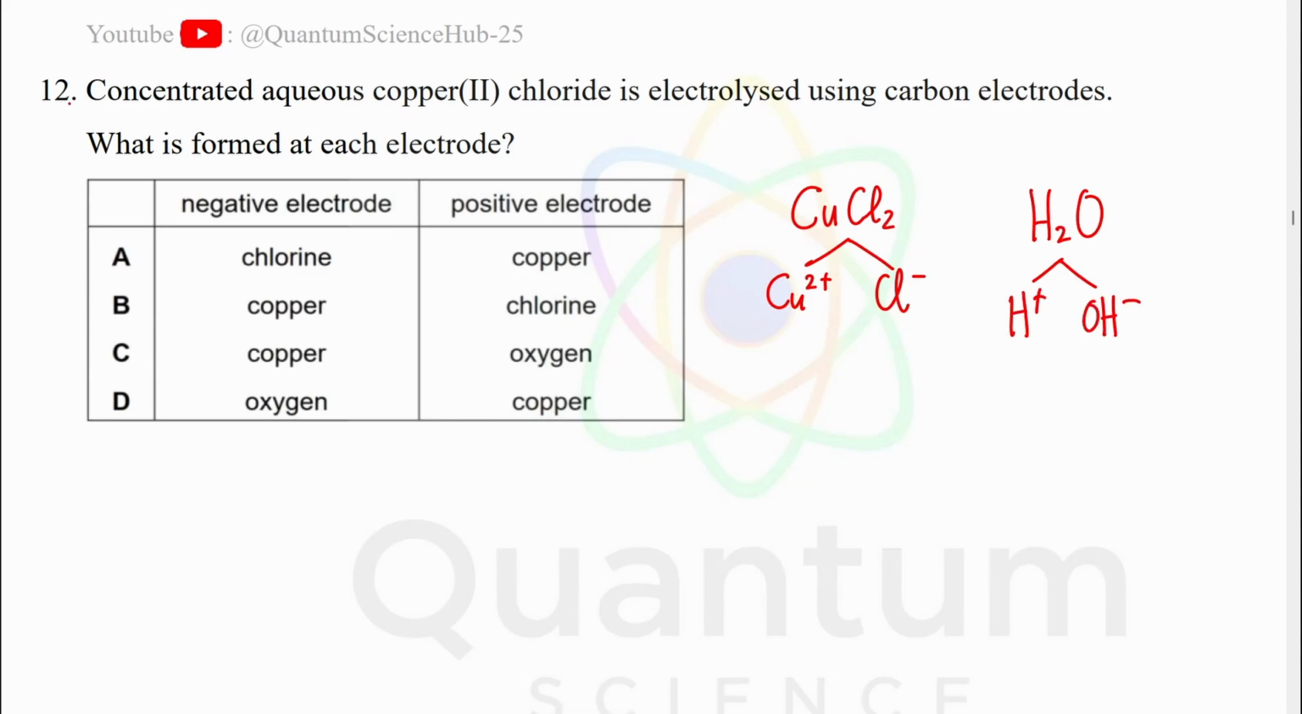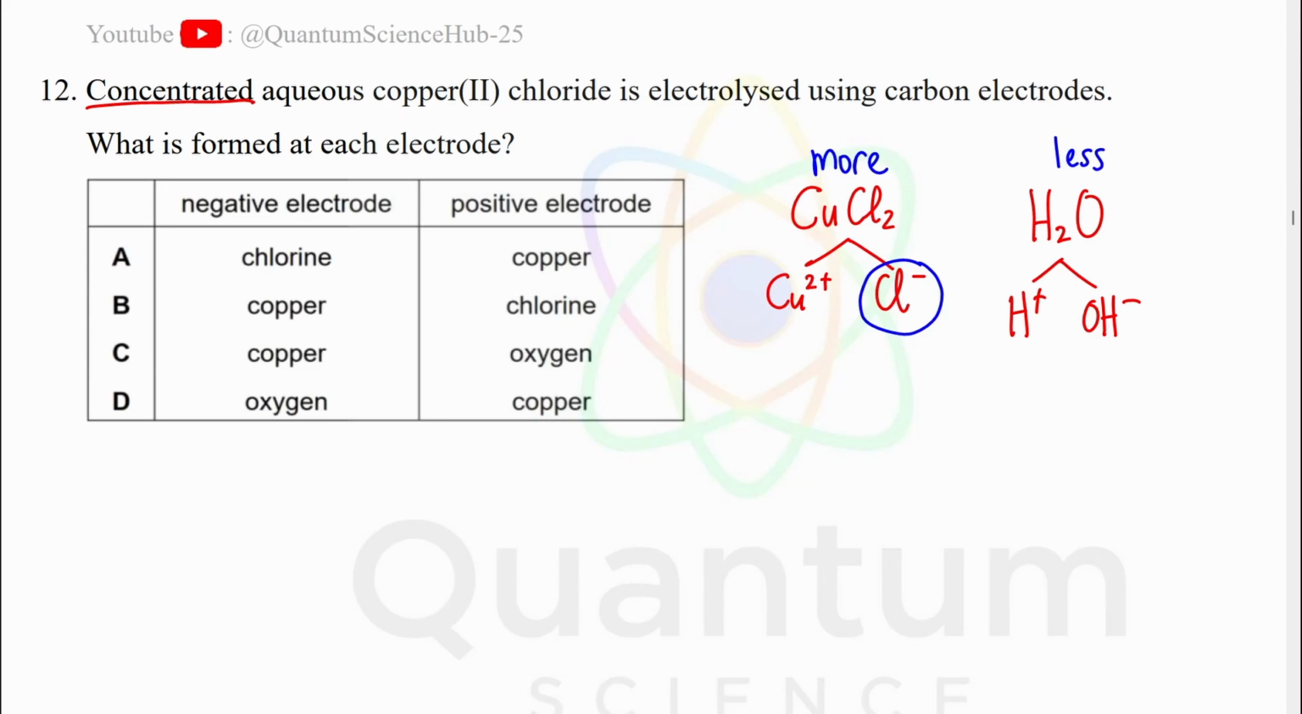Now, this is concentrated. If you still remember how the negative ion is taken if it is concentrated, we take the concentration effect. So that means we have more CuCl2 than H2O, right? Because it is concentrated, we have more CuCl2 and less water in here. And that's why we will take chlorine. Then what about the positive ion?